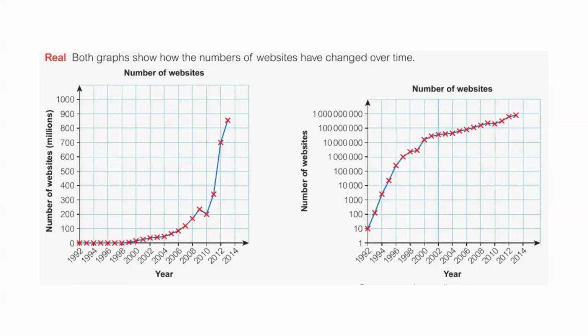So if they ask you which graph you prefer to use to determine how many websites were published on the internet, you say the graph on the right side. That was it for the comparison between these two graphs, which represent the number of websites on the internet.